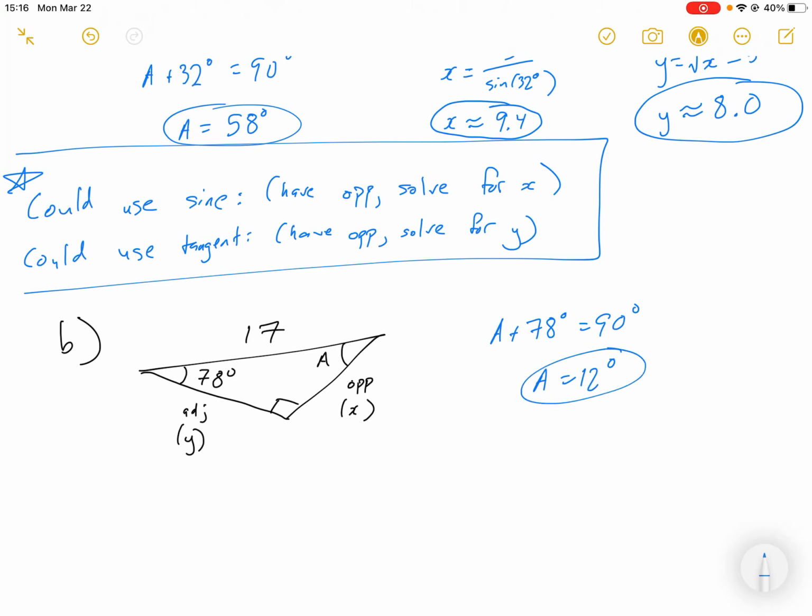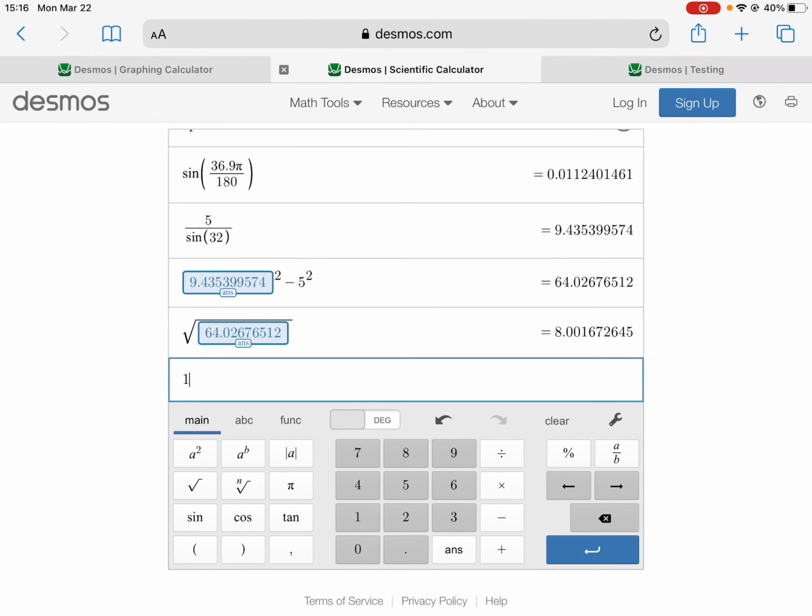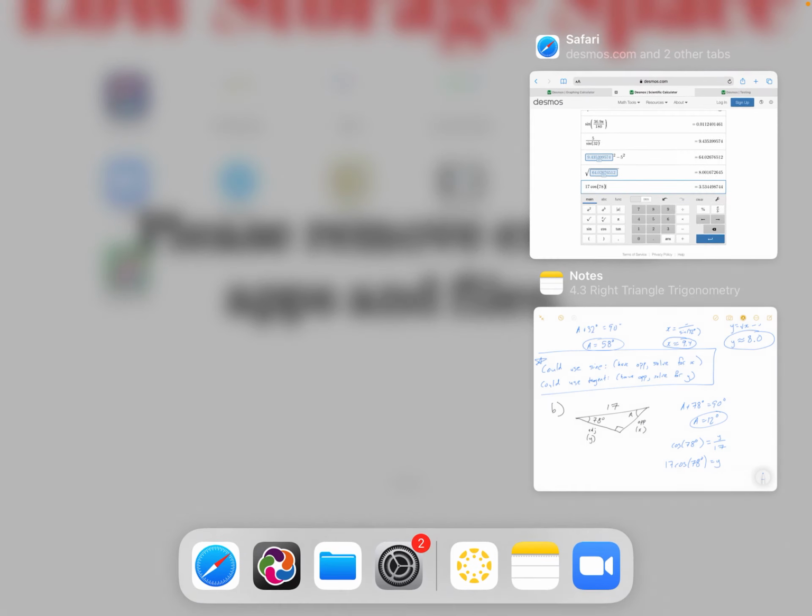Let's maybe do adjacent this time, so I'm going to use cosine. Cosine of 78 degrees equals my adjacent side over 17. So then I just need to multiply 17 cosine of 78 to get y. I'm still in degrees mode, always worth checking. So I get about 3.5.